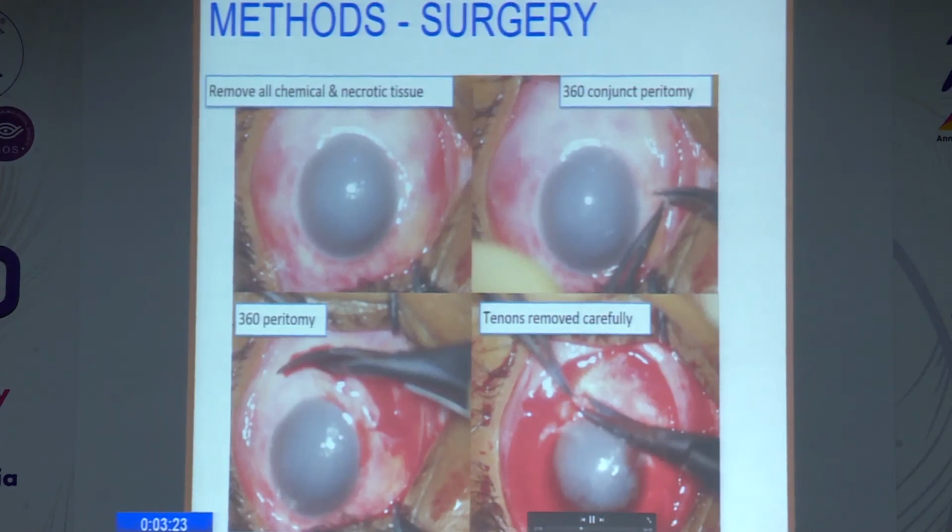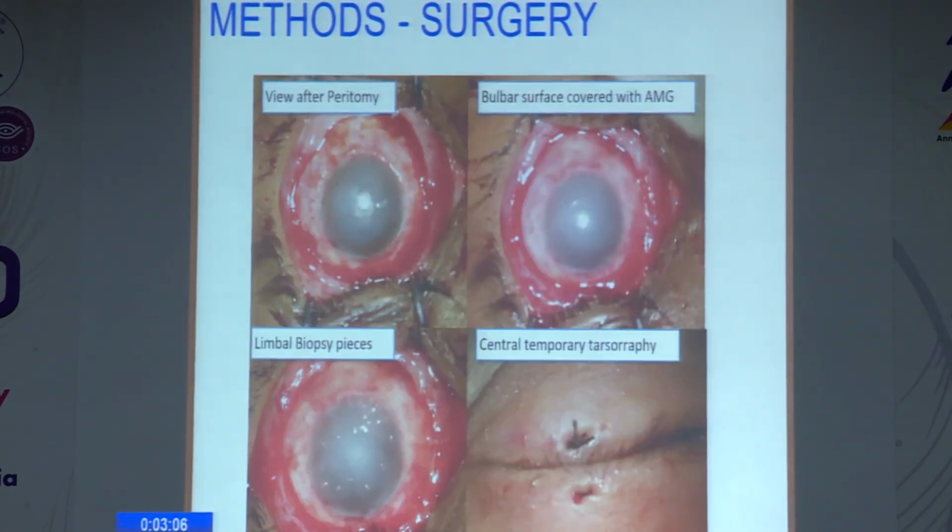Then this is the recipient eye, or the eye which has an acute chemical injury. This is a representative case, case 2 from the 6 cases I did. So what we do is first we remove all the necrotic tissue around 360 degrees from the ocular surface. Tenon's is removed carefully, as Tenon's hypertrophies again to form the pannus. There is the view after peritomy on the top left.